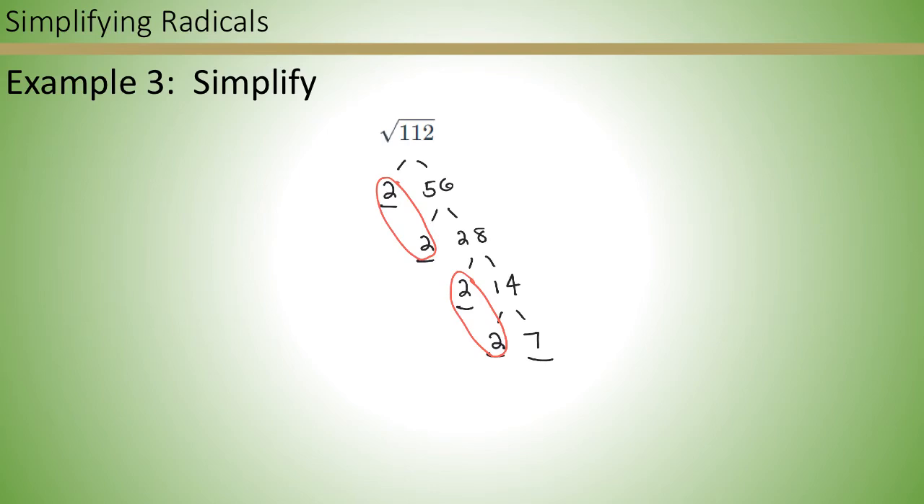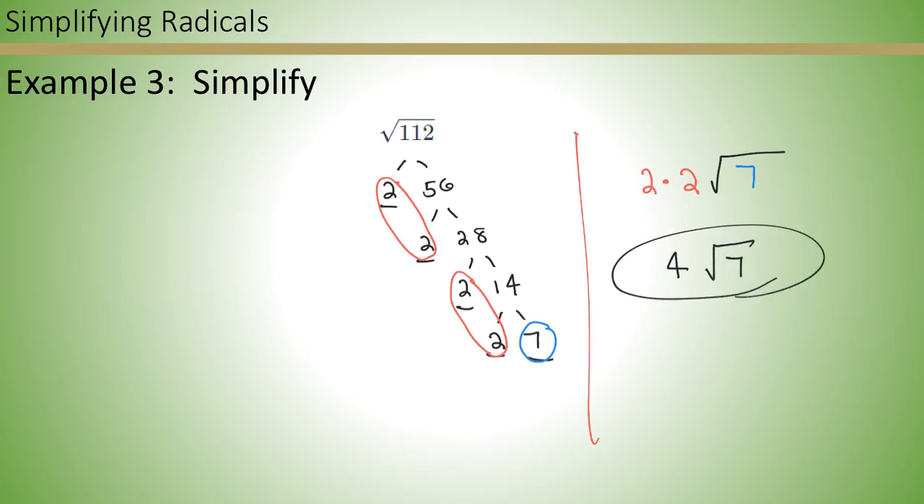That means on the outside of the radical, I'm going to have 2 times 2. This 7 right here does not have a partner, so it has to stay on the inside of the radical. Since these 2s are on the outside, they're going to get multiplied together. That's going to be 4. 7 is stuck on the inside, so square root of 7. That's it. That's our simplest form.